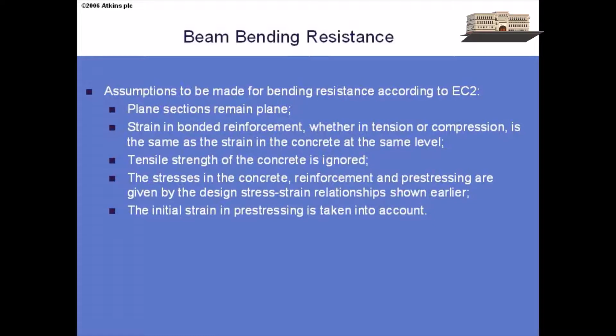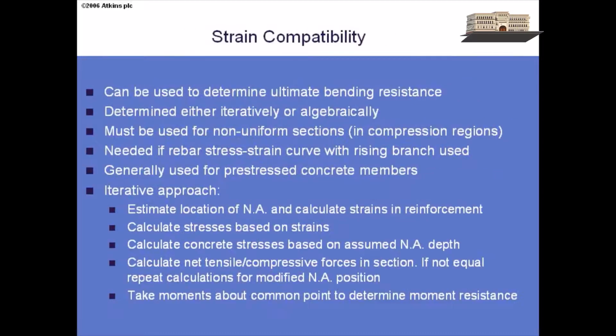I don't want to go into any detail in this because I think it lacks practicality, because the reality is that we will be using the computer rather than trying to do strain compatibility by hand. But all this slide is really saying is if you haven't got a computer and you're not going to use one of the simple formulae that I'm going to put up in a minute, then that's what you've got to do: an iterative procedure to locate the neutral axis, check the forces in the steel and the concrete match, and if they don't, go round and round again.